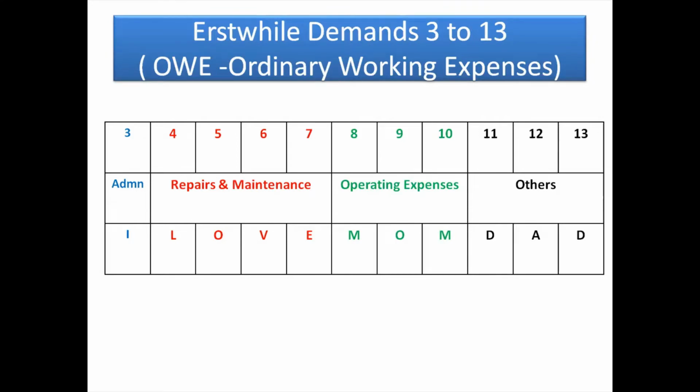After the second category, the third category is operating expenses, that is the running of the trains. And the fourth category has no common name for all these demands. It is all miscellaneous, and pension and retirement, all benefits. So now we'll discuss demand numbers 3, 4, 5, 6, 7 to 13, one by one.